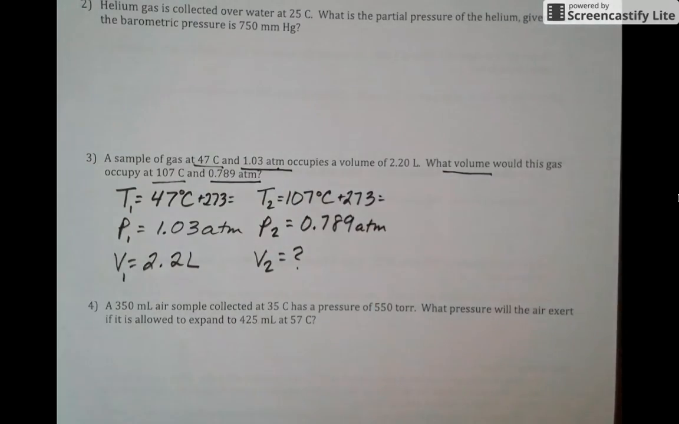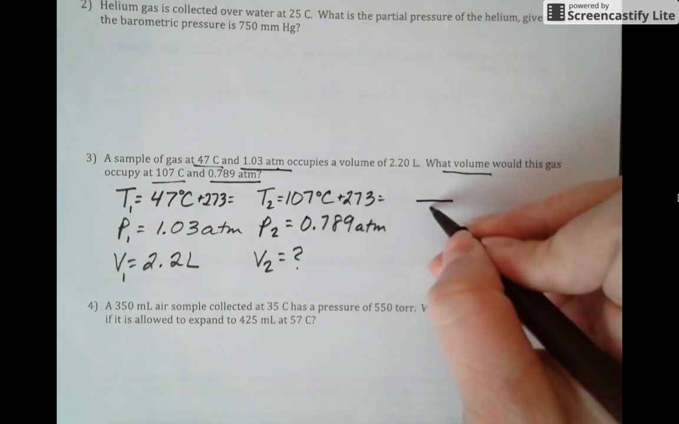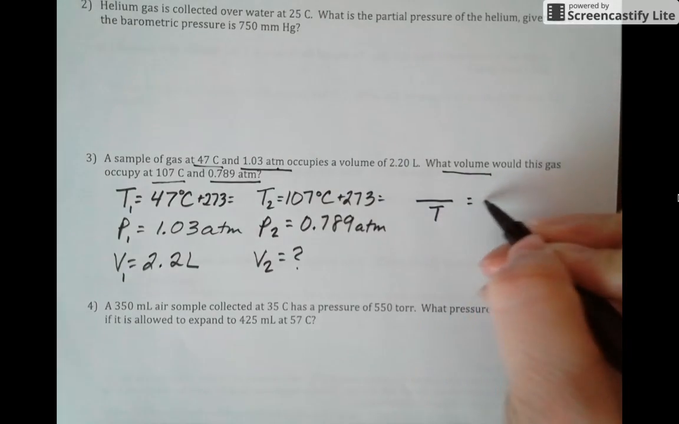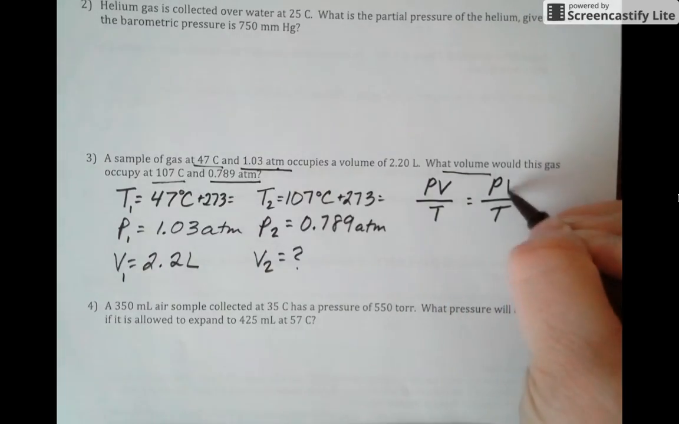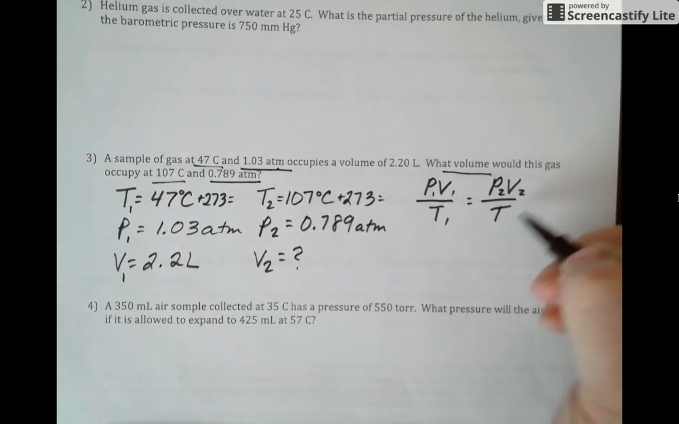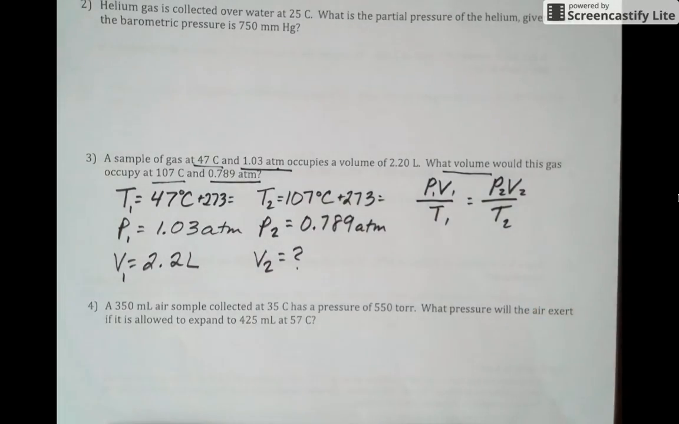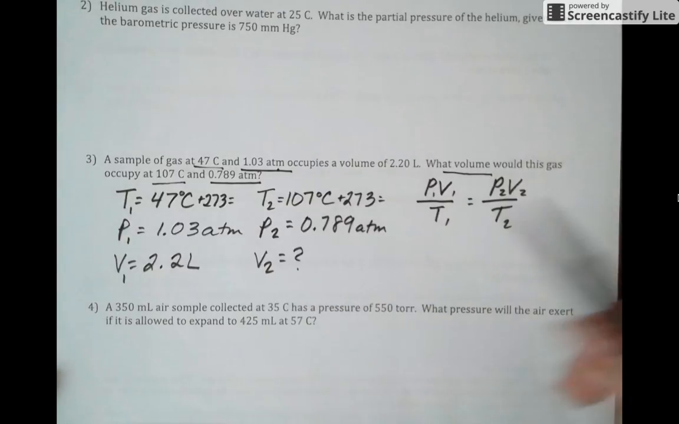Okay, so we have P, T, and V. What variable always goes on the bottom? T. So that's how you set it up. So you put P and V on top. One side is 1, the other side is 2. Doesn't matter which side you make 1 or 2. Okay, what variable are we solving for? V2.